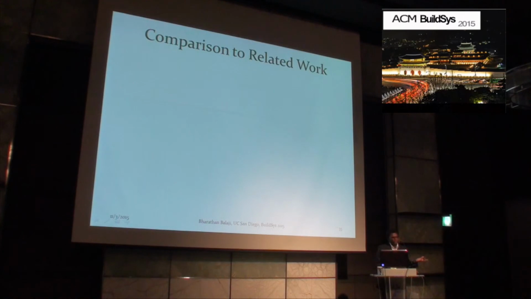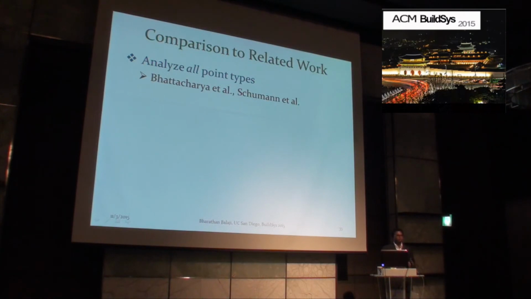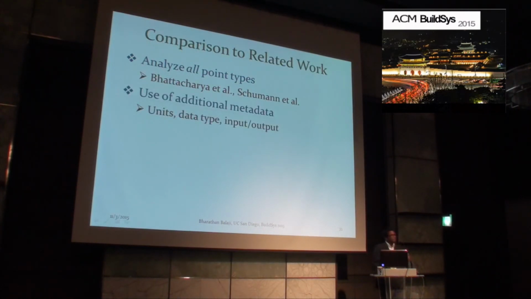So how is our work any different? We actually look at all the point types, and some of that work did not cover all the point types. This is hard to foresee because when I'm looking at a new building, I don't know which point type to classify. It's something like active learning, where I don't know what's going to be needed. We also use additional metadata, like the data type. I was surprised that none of the other work exploits this, but it's been useful for us.